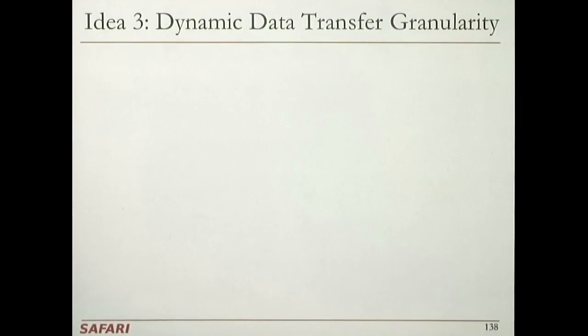OK. So the third idea, which is orthogonal to what I've discussed here, is dynamic data transfer granularity. We didn't talk about the transfer granularity, but this is also very important. Are you caching 4 kilobyte blocks in DRAM or 64 bytes?